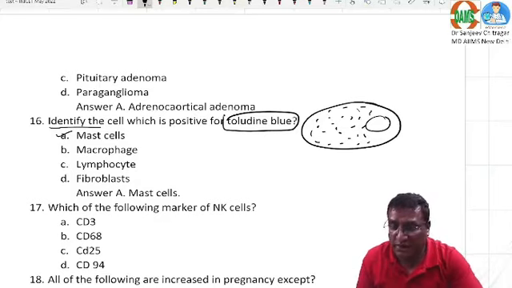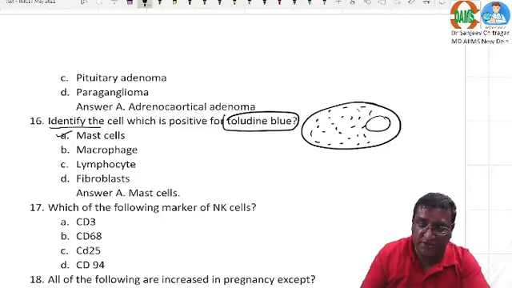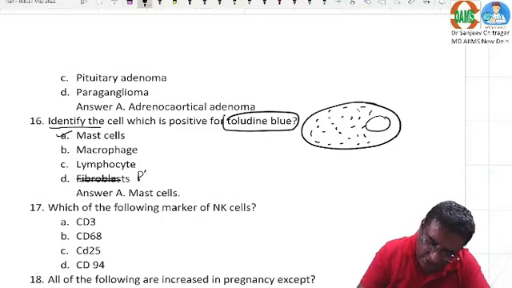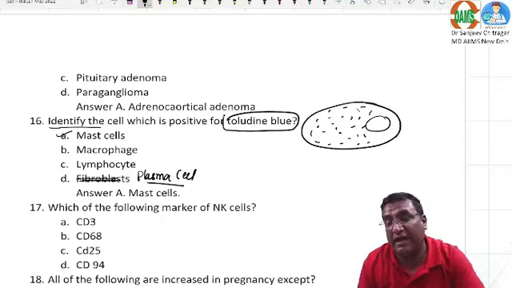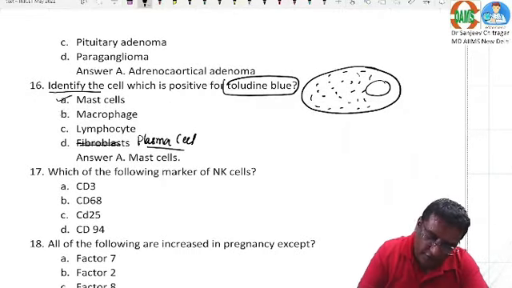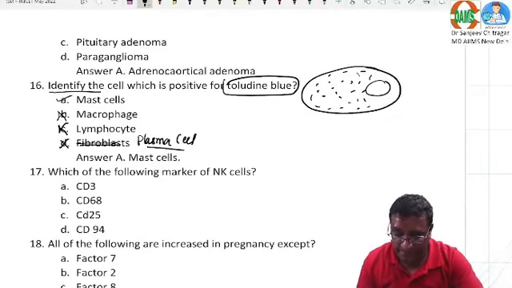I have not included the image because I don't know whether the image was given exactly or not, but it is not plasma cell. Do not confuse. Plasma cell will not have granules. Somebody told me one of the options was plasma cell. Plasma cell is not the answer because it will be agranular. There are granules present, so it will not be macrophage, not lymphocyte, not plasma cell. The answer will be straight away mast cell only.